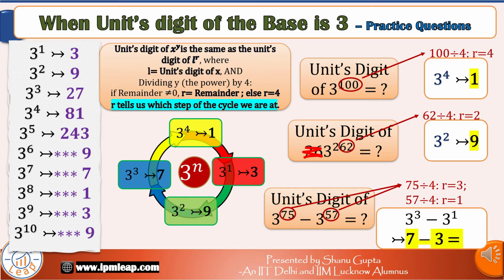3 raised power 57. The power 57 when divided by 4 leaves the remainder 1. First step of the cycle. So units digit will be same as that of 3 raised power 1. We jot down 3. Our answer is simply 7 minus 3, that is 4. Units digit of this expression is 4.